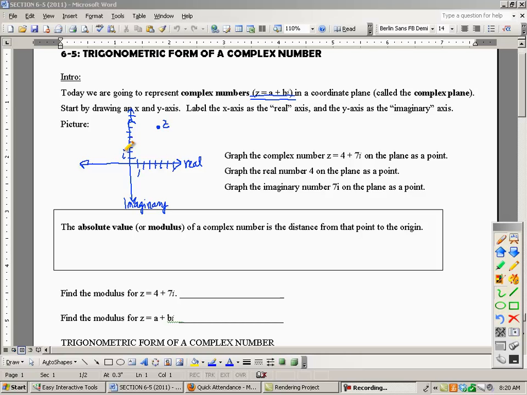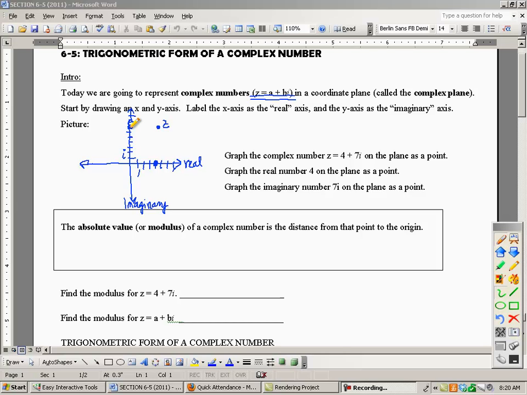If I wanted to graph the real number 4, you only go to 4 on the real axis and then put your point. If you want to graph the number 7i, it's only on the imaginary axis, and you go up to 7i. If you have a negative i value, you go down. If you have a negative real value, you go to the left. So it's like graphing the point (4, 7). It's just considered a complex number, and we write it in a plus bi form.